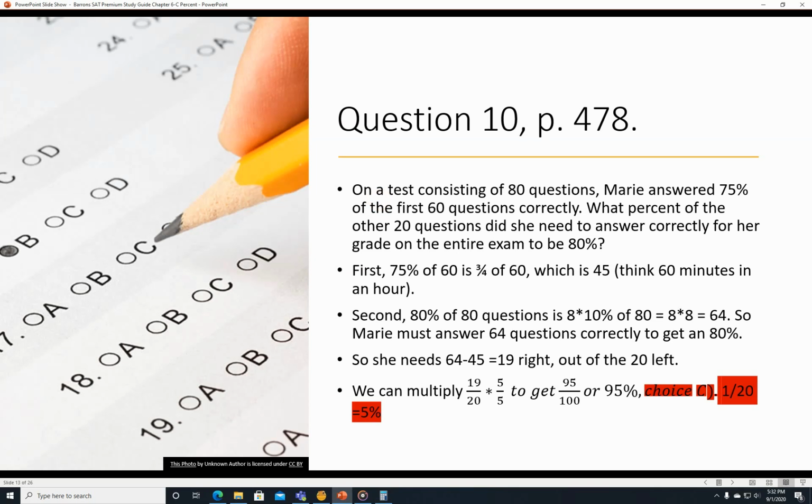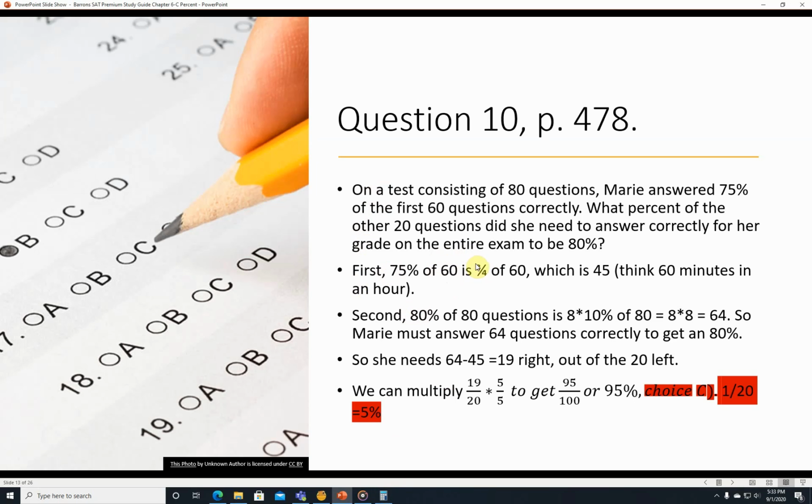Question 10, page 478. On a test consisting of 80 questions, Marie answered 75% of the first 60 questions correctly. What percent of the other 20 questions did she need to answer correctly for her grade on the entire exam to be 80%? So first, 75% of 60 is 3/4 of 60.